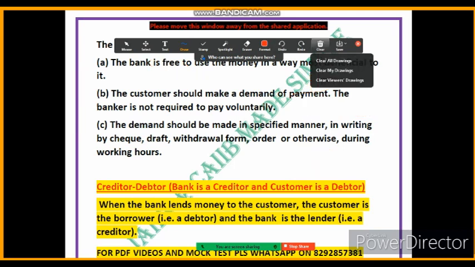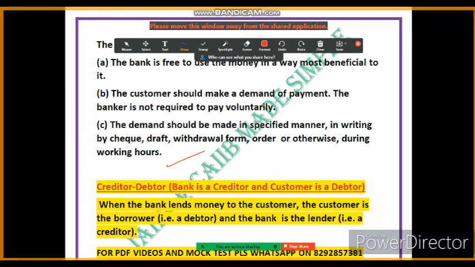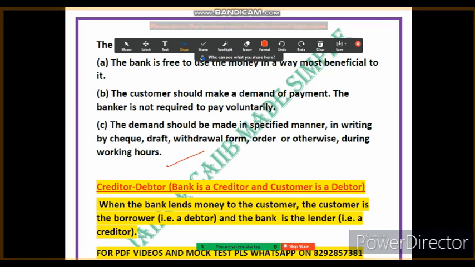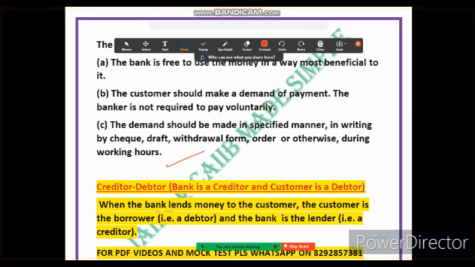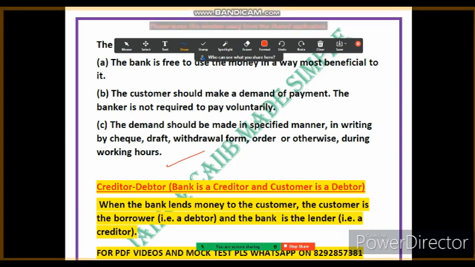Now let's discuss the creditor-debtor relationship. So what does it mean? When the bank lends money to a customer, a creditor-debtor relationship is established. So the bank becomes the creditor. The bank in this case is the lender. The bank becomes the creditor because they are lending you the money, and you become the debtor because you owe the money in the amount of the loan.